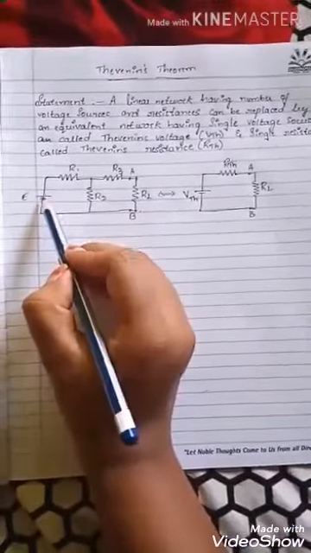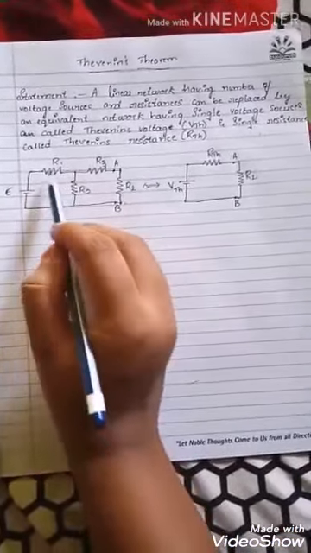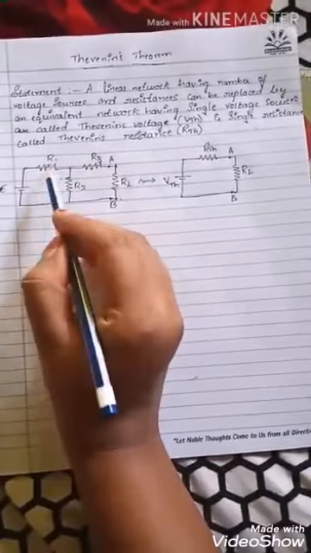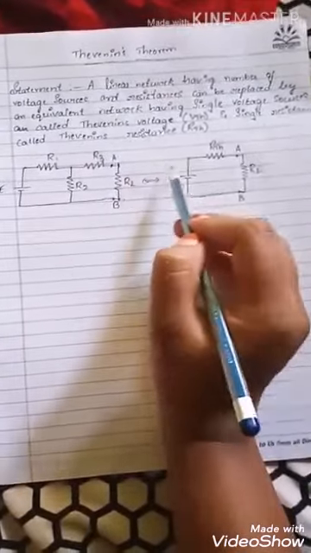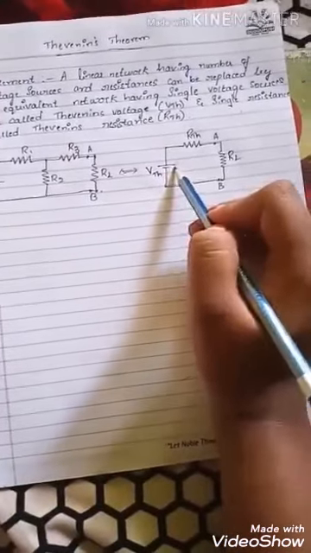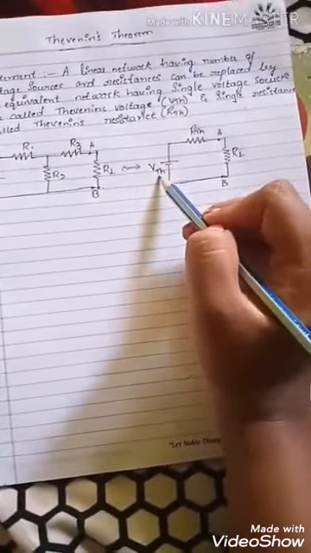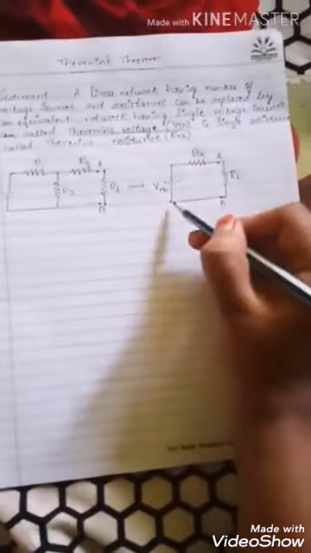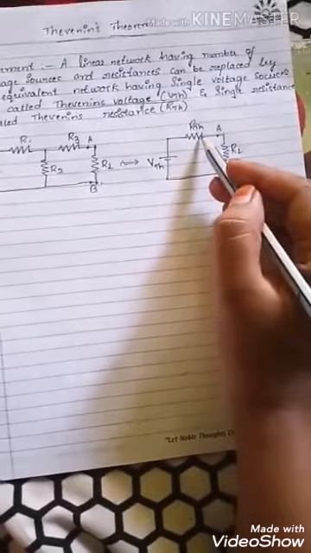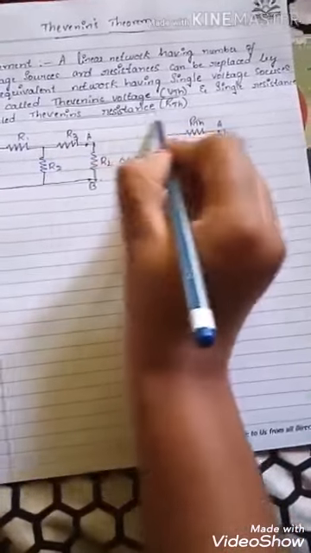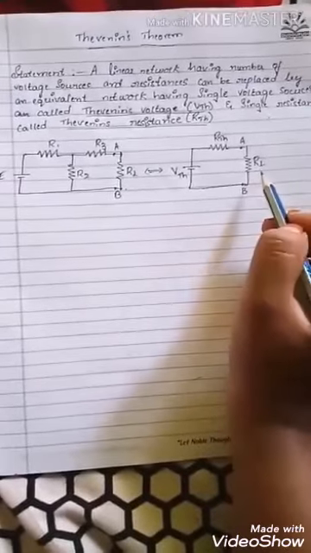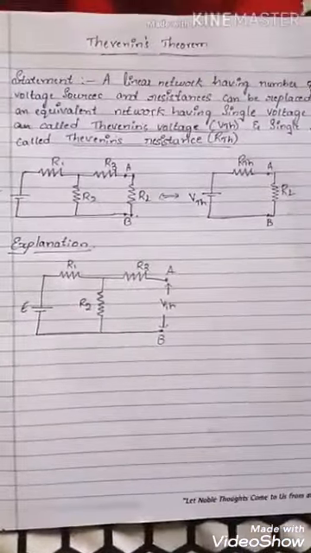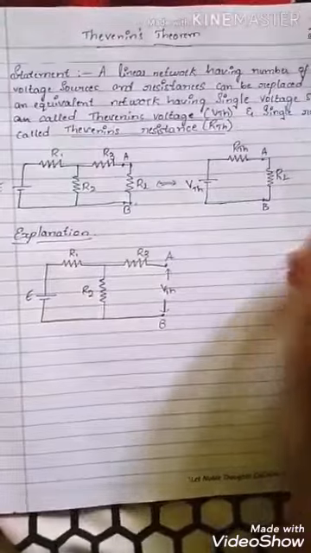So this explains that this is a linear network which contains a number of resistances and a voltage source, along with a load resistance. This can be replaced by a Thevenin's network which contains a single voltage source called Thevenin's voltage VTH and a single resistance called Thevenin's resistance RTH, along with a load resistance. This is the statement of Thevenin's theorem. Now let us go with the explanation.